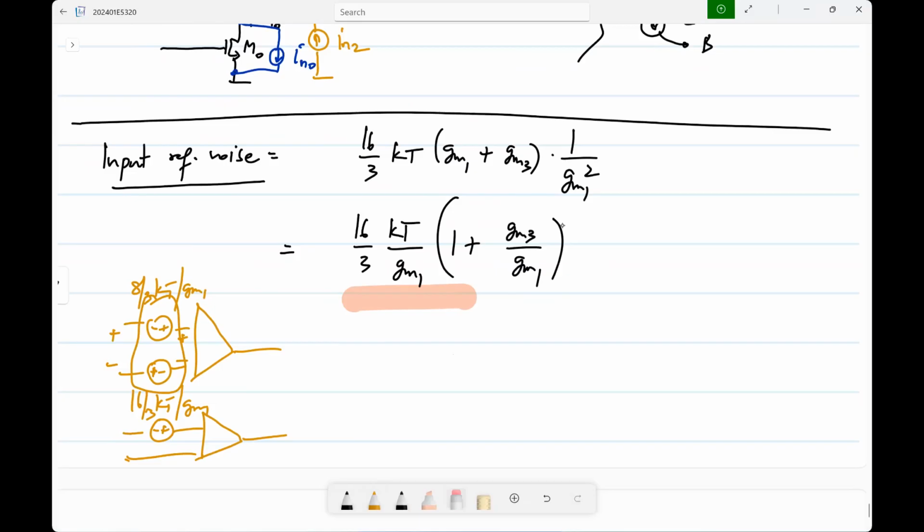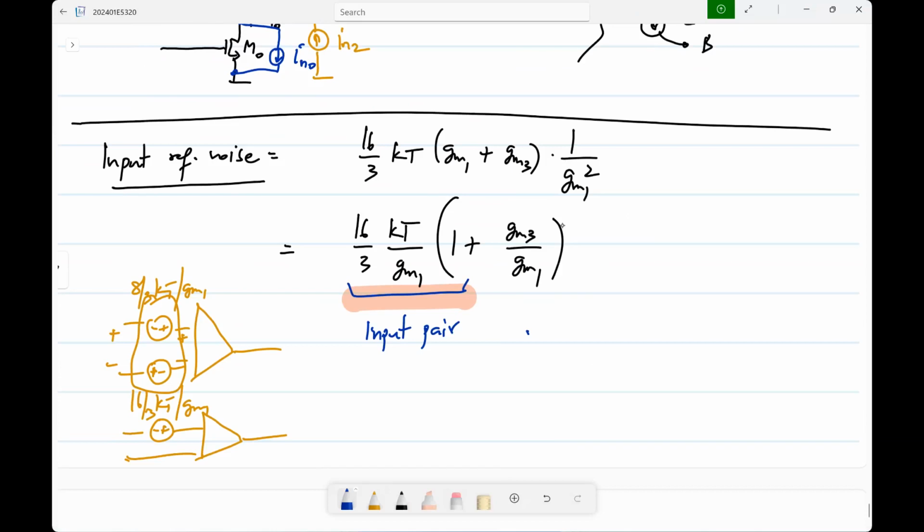Okay. So this is this first part here. This is the contribution from the input pair, and this you can't avoid. If you make the input pair with a certain transconductance GM1, you will get this noise. This is like if you have a resistor of value R, you will always have noise current 4kT by R associated with it. Similarly, if you have a differential pair where each transistor has a transconductance GM1, you will have an input referred noise of 16/3 kT by GM1 with it. Okay, and you can't change this.